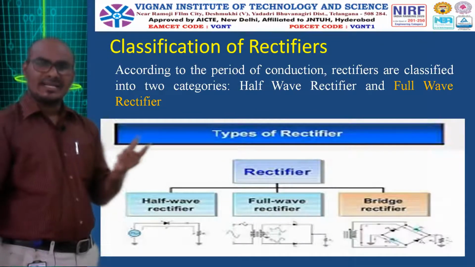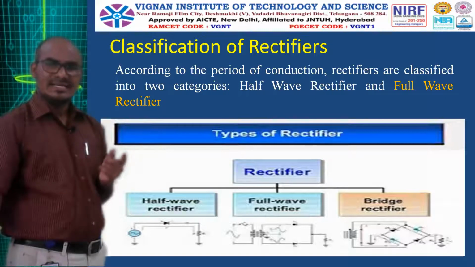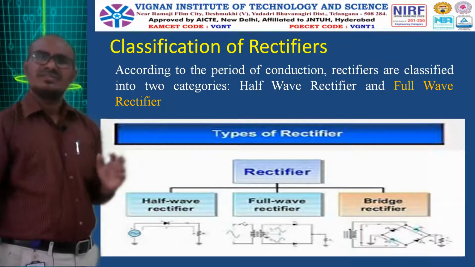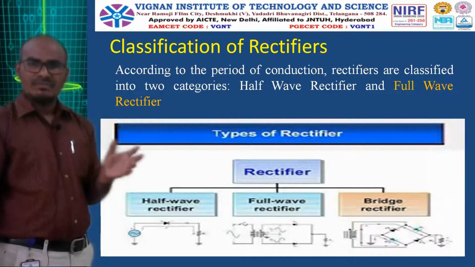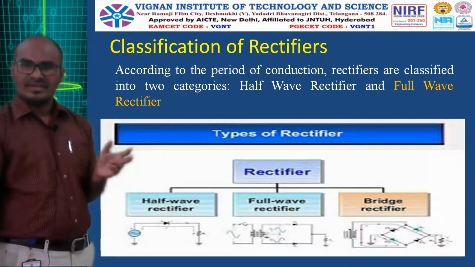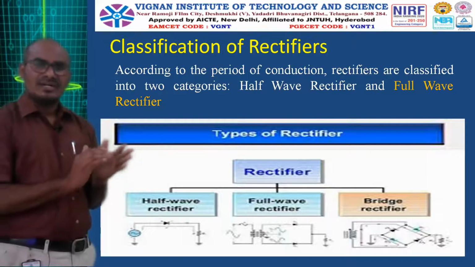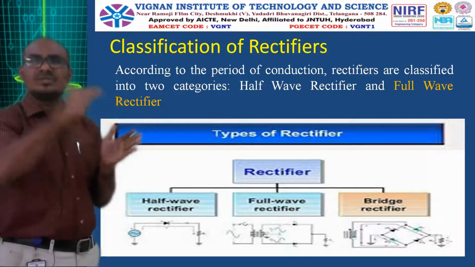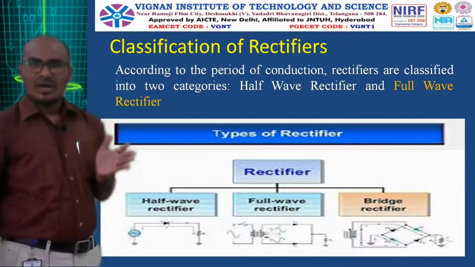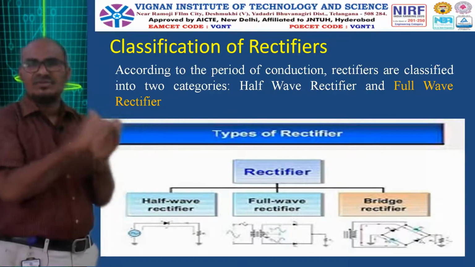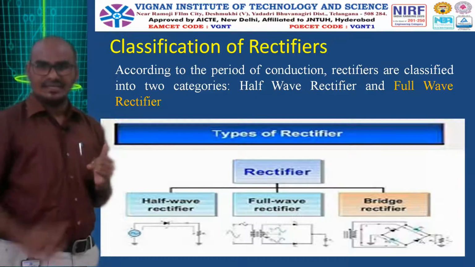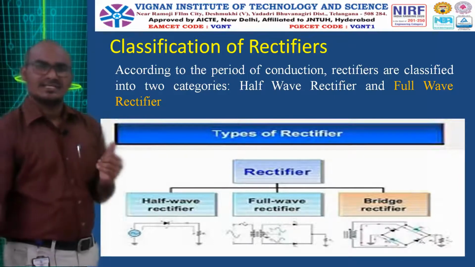another special category of transformer that is called the center tapped transformer. When we study the full wave rectifiers, we'll see that in detail. So as of now, what you remember is these two are full wave rectifiers. That means they will convert the full sine wave into DC. And what will the half wave rectifier do? It will convert only half of the sine wave into DC. We'll see that in detail in our next slide.